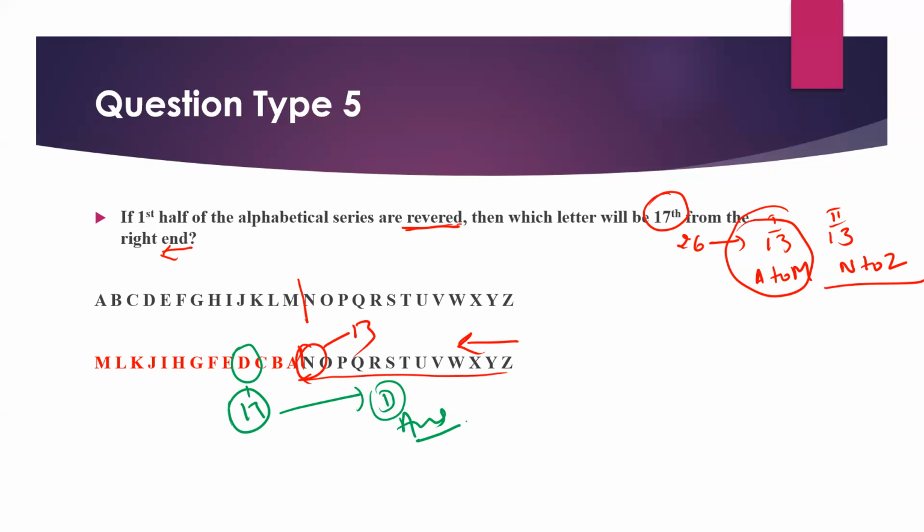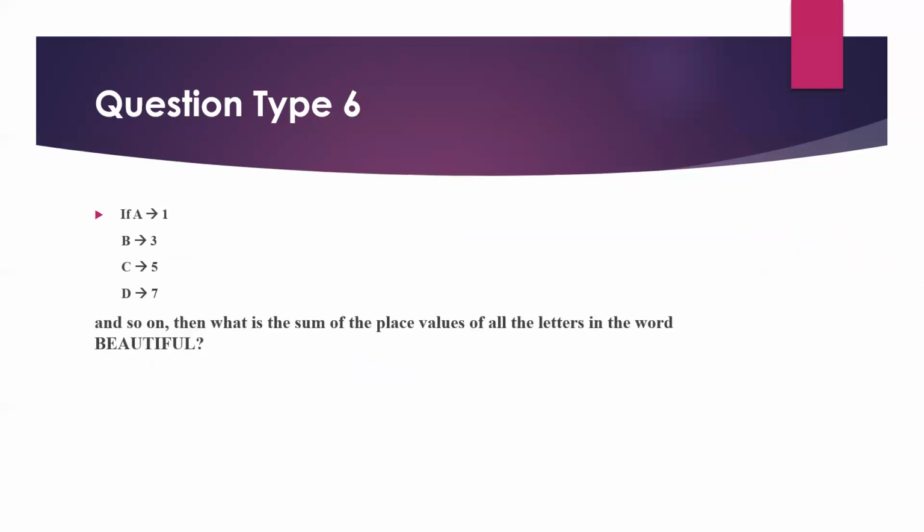Very simple. Understood all of you? Okay. So we are moving to the last type of question. In this question, see how it is changing. If A is changed to 1, B is changed to 3, C is changed to 5, D is changed to 7, and so on. So we have to change till Z. Then what is the sum of the place values? We have to find the sum of the place values of all the letters in the word given. So by following these changes, we have to find the sum of their place values.